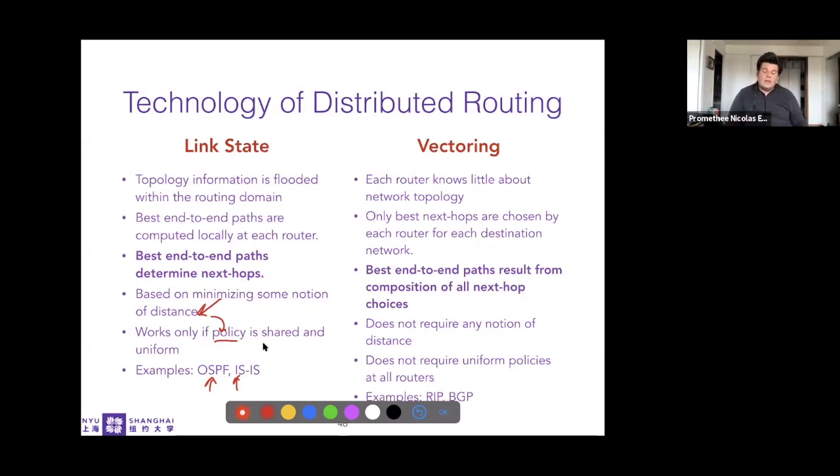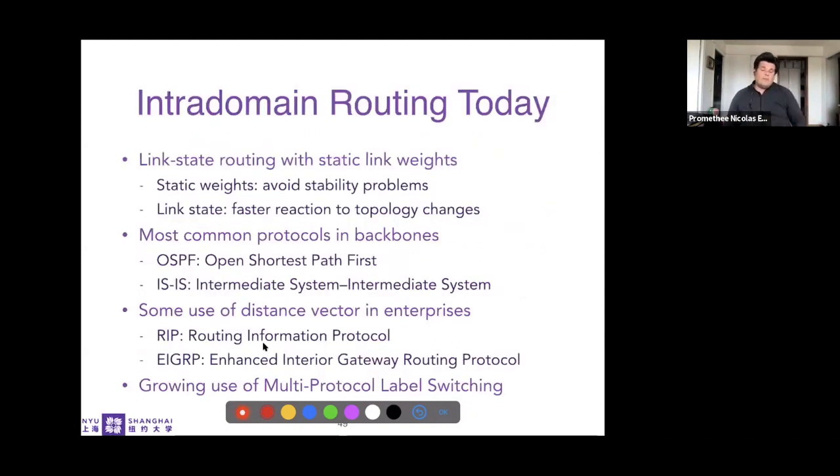So here, there's no real distance because the only thing that we can do using RIP, for instance, is to count the number of hops. So the distance is the number of routers that you need to go through. All right, so those are the two main approaches. So nowadays, because of those problems that we just saw, the most common approach is link state. So this is a big winner.